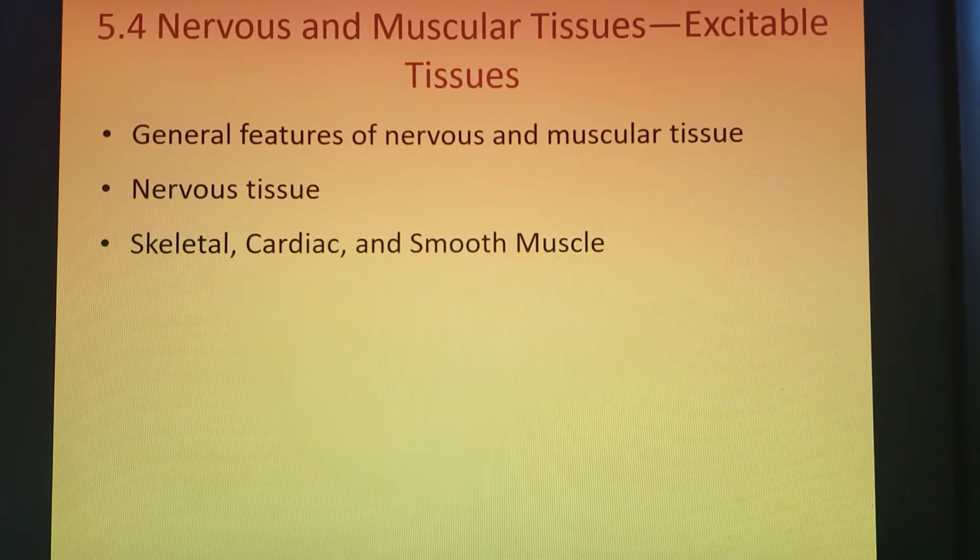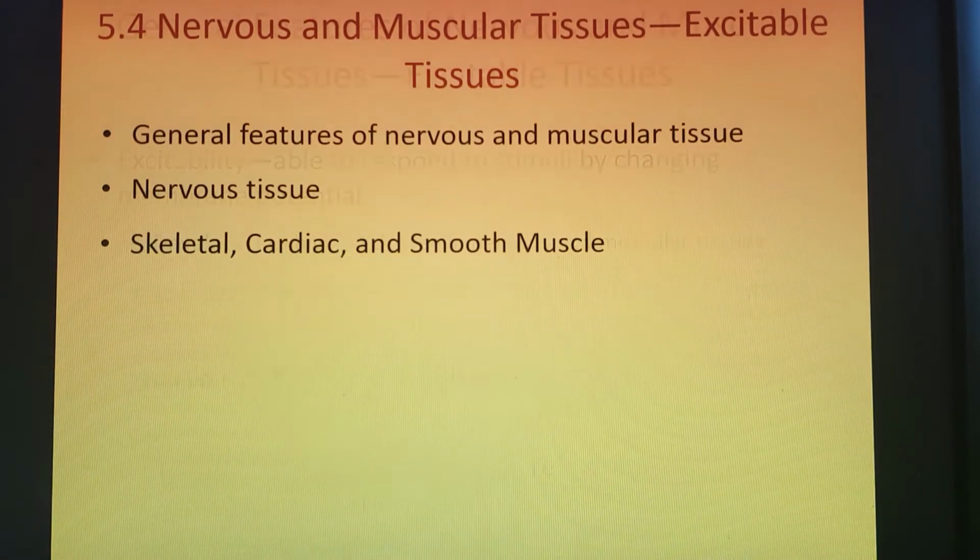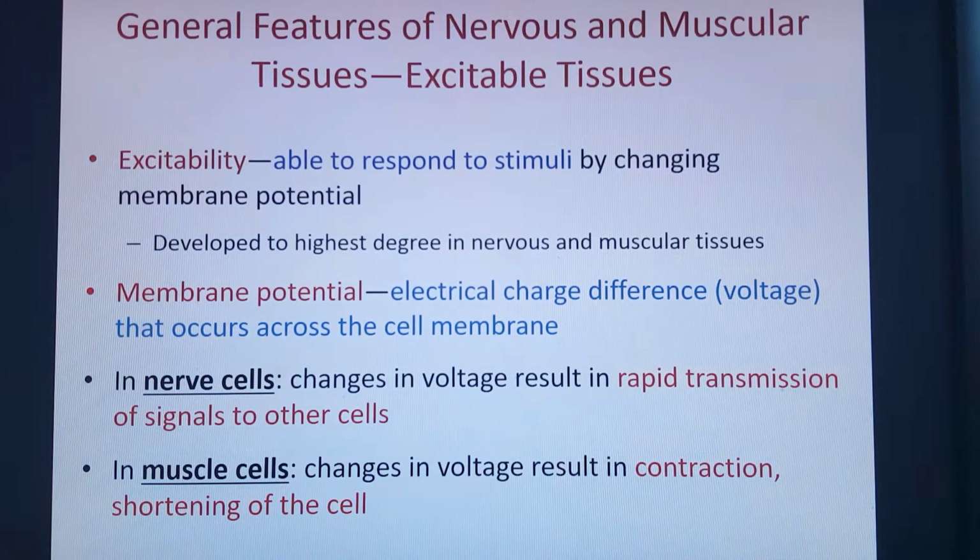All right, last bit of chapter 5. So for this section, focusing on the nervous and muscular tissues and going through their features and then more specifics on each type, including all 3 types of muscle, which is skeletal, cardiac, and smooth. So both nervous and muscular tissue are excitable.